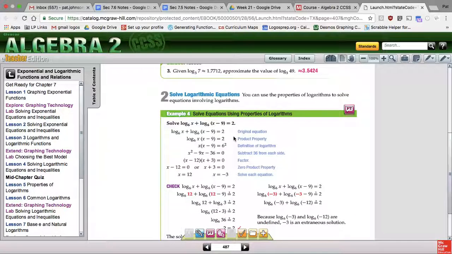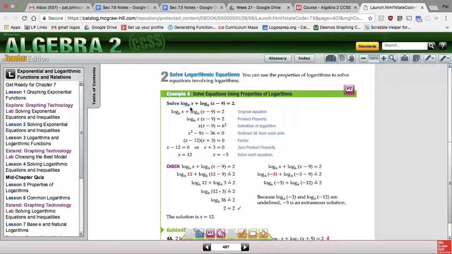We can also use these to solve equations. So here I have the sum of 2 logs equals a number. All right, I have the same base. Remember, my argument here is x, and my other argument is x minus 9. So I can go back and use the product rule of logarithms, which says because they're the same base, I can take the product of the 2 arguments. So this becomes log base 6 of x times x minus 9 equals 2.